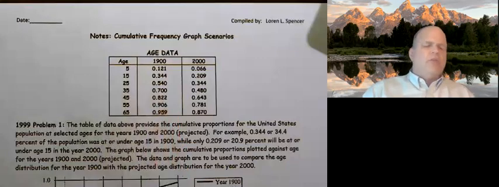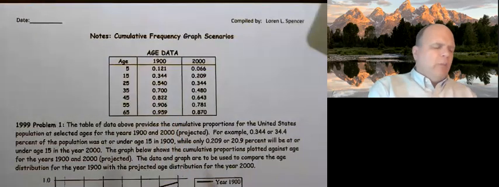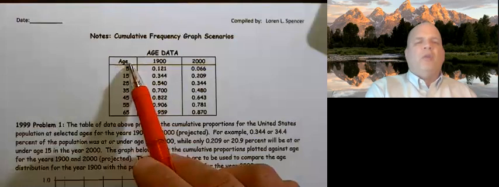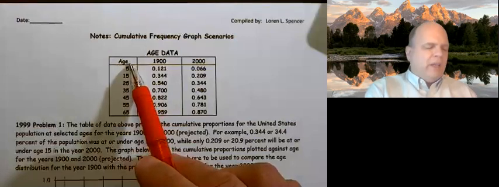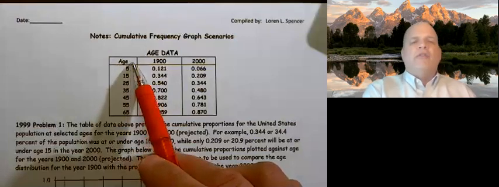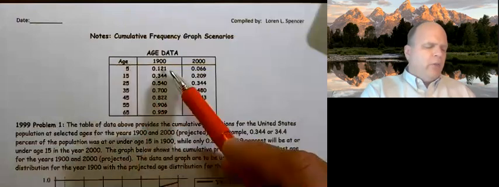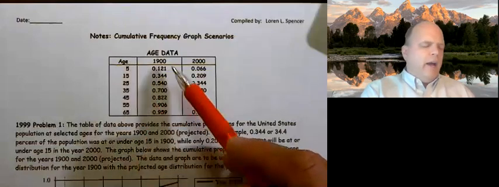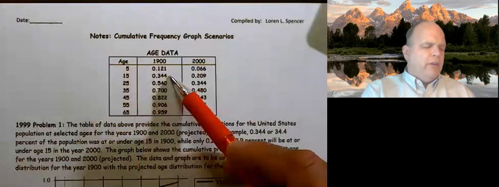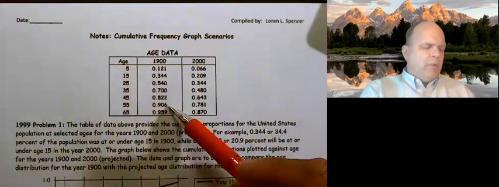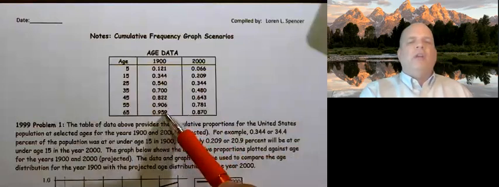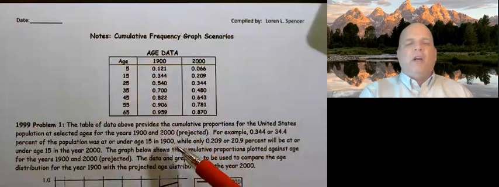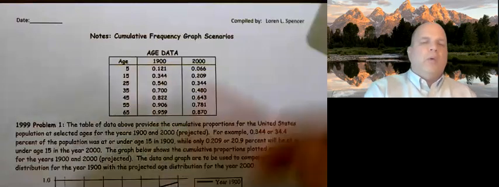Now remember, this is a cumulative frequency graph. So basically, 0% were under the age of 0. Well, that makes sense because all frequency graphs start at 0. And then here it says 12% were under the age of 5, 34% were under the age of 15, 90% were under the age of 55, 96% were under the age of 65, and if we took this out to about 120, the entire population, or 100%, would be below that.